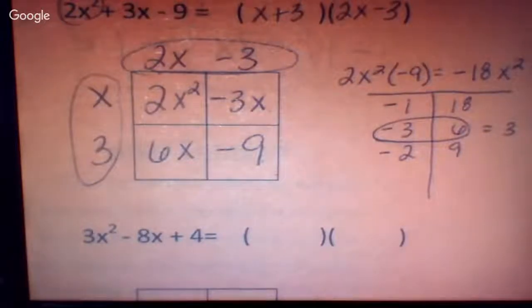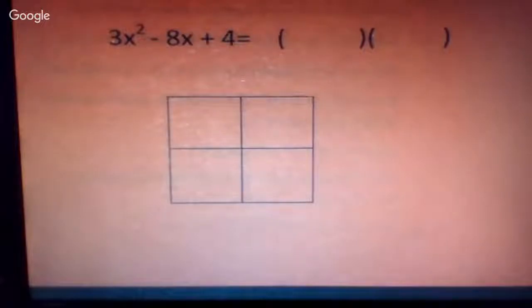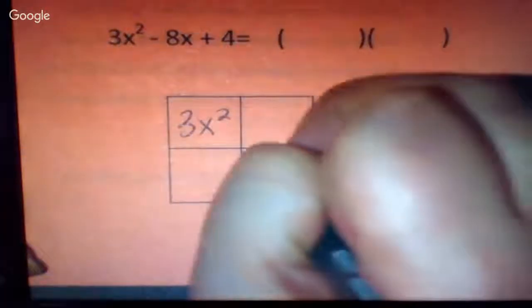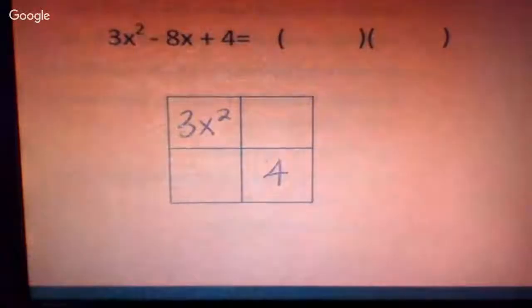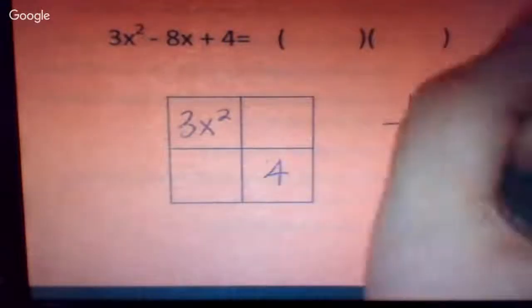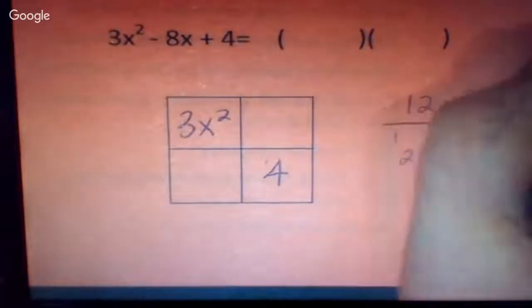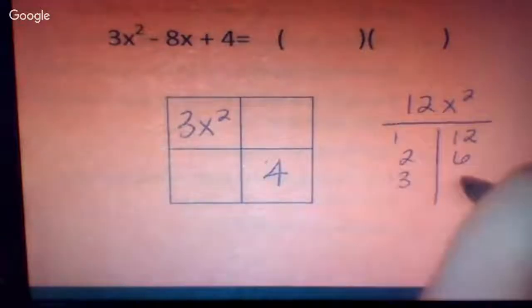Okay, last one on this side. Do I have a greatest common factor? No, there is nothing that divides evenly into all three terms. So we've got 3x squared here and positive 4 here. When I multiply those two, I get 12x squared. Give me factors of 12. 1 and 12. 2 and 6. 3 and 4.